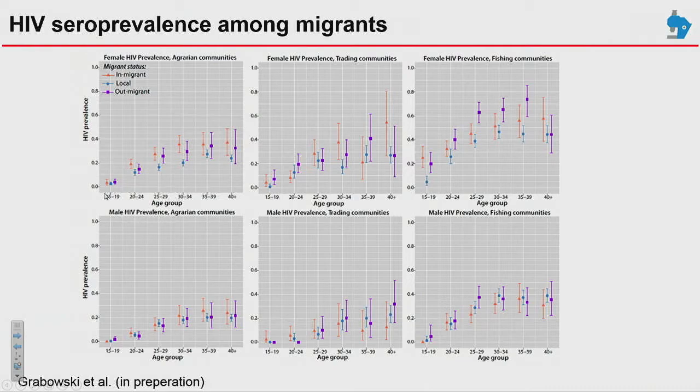And you can see that the people that are moving into these fishing communities appear to have very, very high HIV prevalence already to start. So particularly in these fishing communities, female migrants had substantially higher prevalence than individuals who had never moved, but we didn't see the same patterns in men.